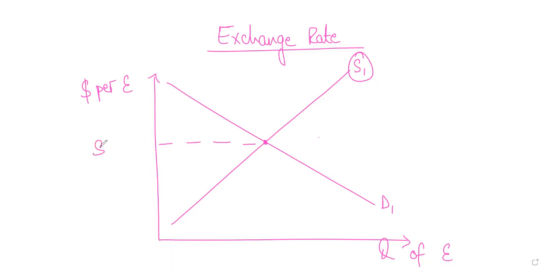So let's say this turns out to be $2 per euro. This means that each euro buys you $2 US.